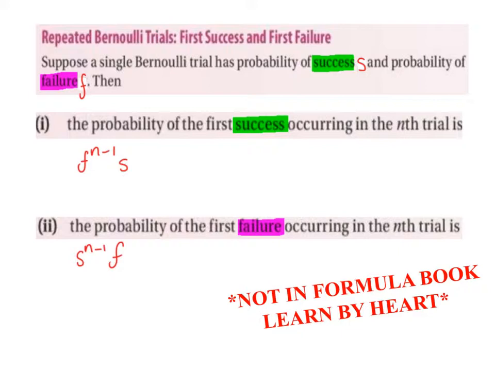If you would rather not use p and q, and instead you want to use s and f, this is the way you can look at the formula. Suppose a single Bernoulli trial has probability of success s and probability of fail f. Then the probability of the first success occurring in the nth trial is f to the power of n minus 1 times s, f standing for fail, s standing for success, and the probability of the first failure occurring in the nth trial is s to the power of n minus 1 times f. This is not in the formula book, you must learn it off by heart.